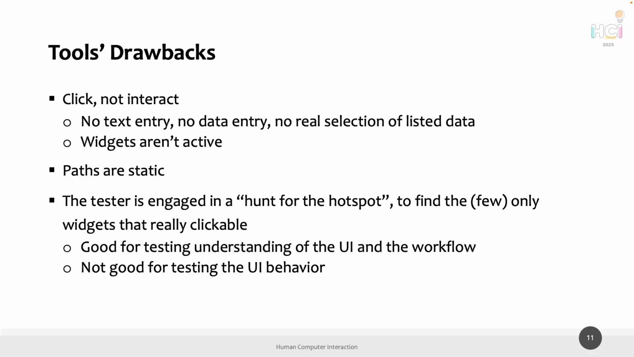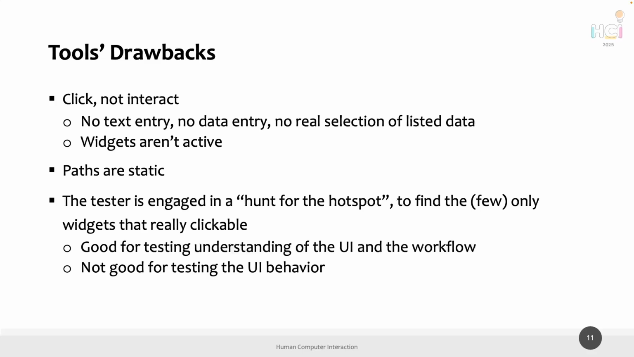What are the drawbacks of this prototyping method? The interaction is typically just based on clicks. Okay, so you click, you do not interact really with the interface. So you do not have text entry, you cannot enter data, you cannot select elements in a list because the interaction is fixed. So you can always select just the first element in the list.